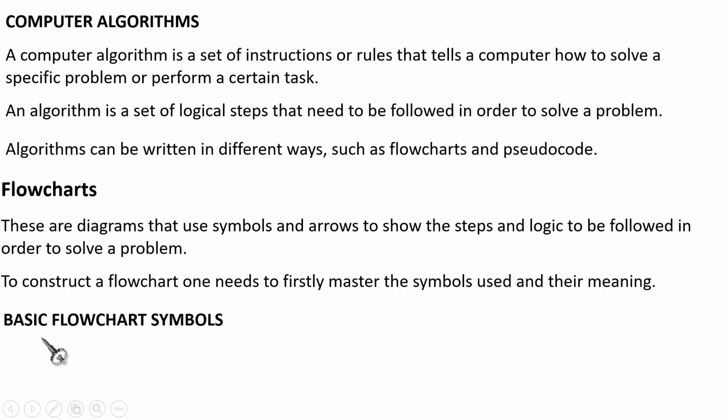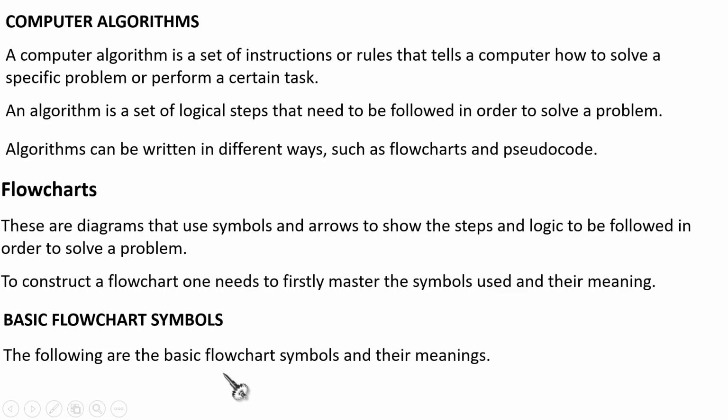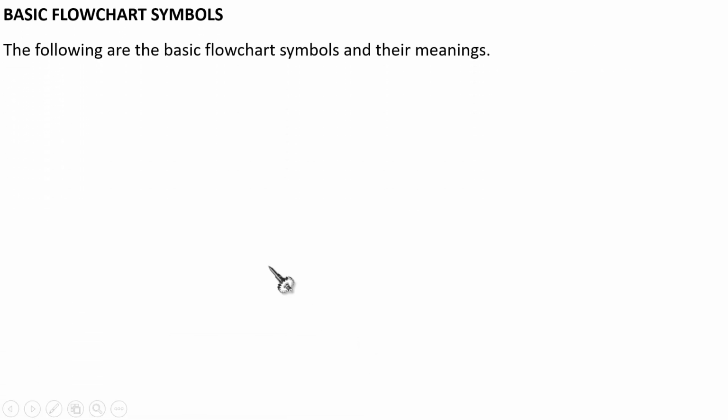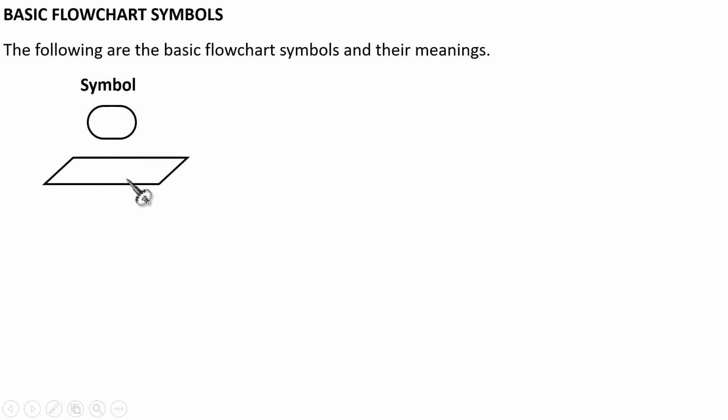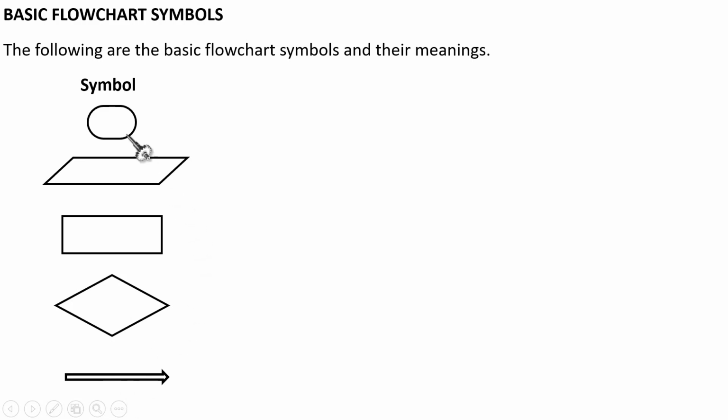Okay, so let's look at basic flowchart symbols. The following are the basic flowchart symbols and their meanings. We will have this symbol here, another symbol here, another symbol here, another one here, and we will have the meaning here. So what does this symbol mean? This is an oval. When you look at this, it is an oval. It's not a circle, it is an oval.